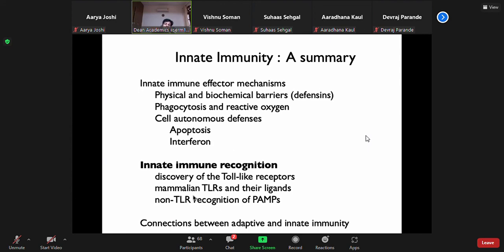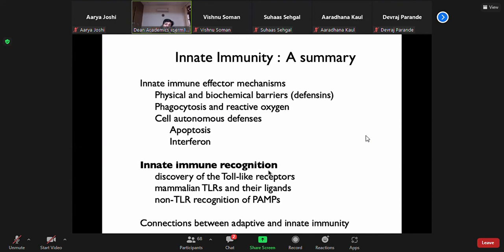The recognition is occurring through these different TLRs, NLRs, and other innate immune receptors, right? As a result of it, you try to control at the first level of defense these invasion by different microbes.